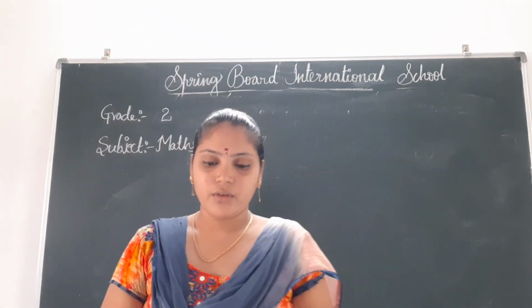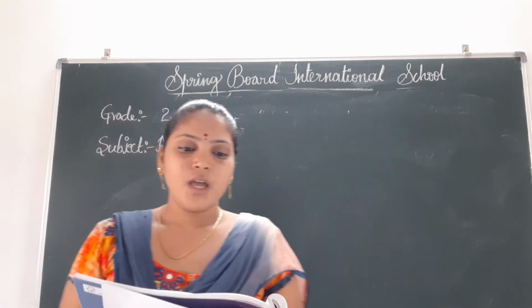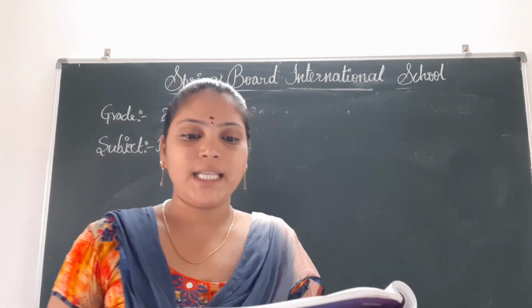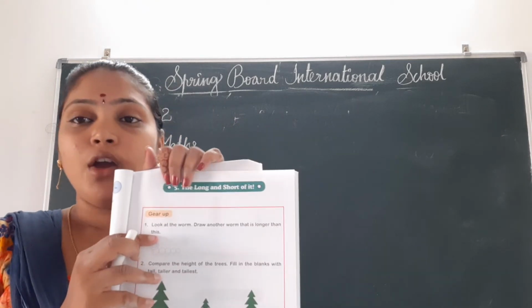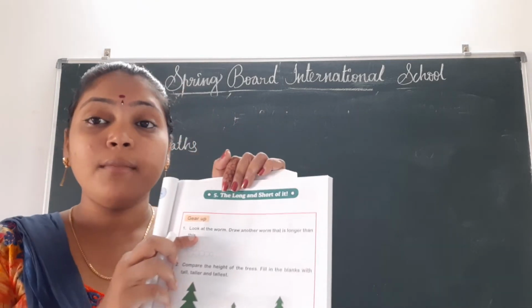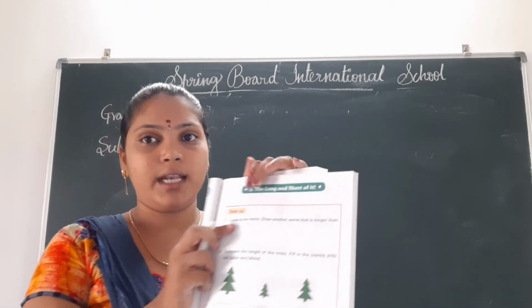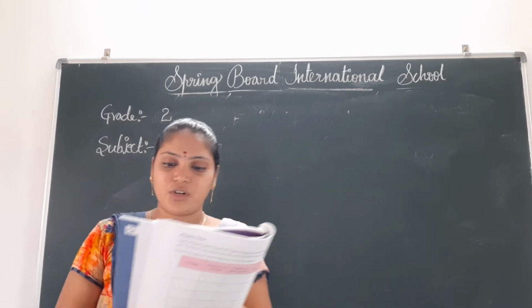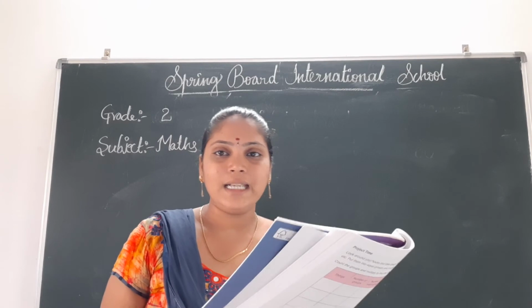Okay, children. Now everyone open companion page number 41. So, gear up. First one, look at the worm. Draw another worm that is longer than this. Here one worm is given, and you have to draw another worm that is longer than the first one. Next, compare the height of the trees. Fill in the blanks with tall, taller, and tallest.